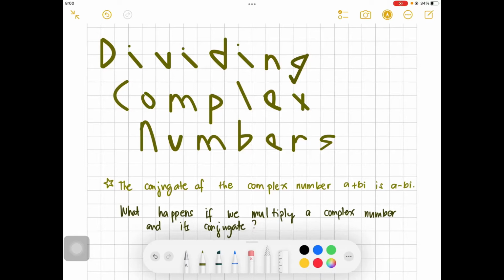How do we divide complex numbers? First, let us define the conjugate of a complex number. The conjugate of the complex number a plus bi is a minus bi. And what happens if we multiply a complex number and its conjugate?